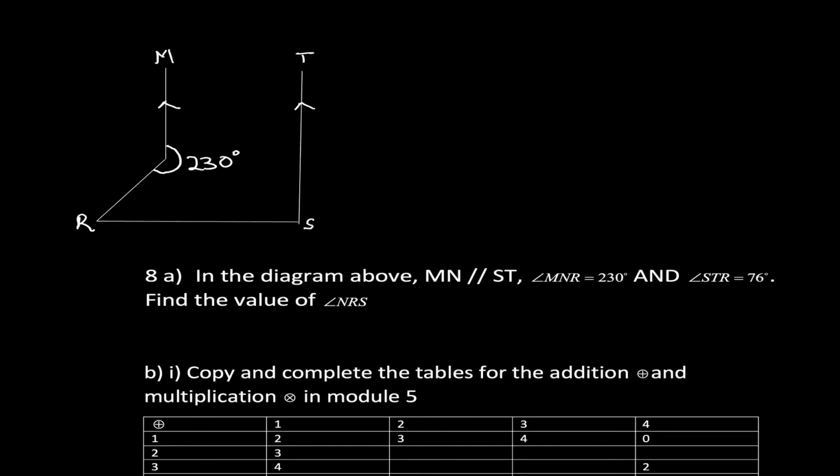Okay, so we'll be solving question 8. Question 8a. In the diagram above, MN is parallel to ST. Angle MNR is equal to 230 degrees, and angle STR is equal to 76 degrees. Find the value of angle NRS.